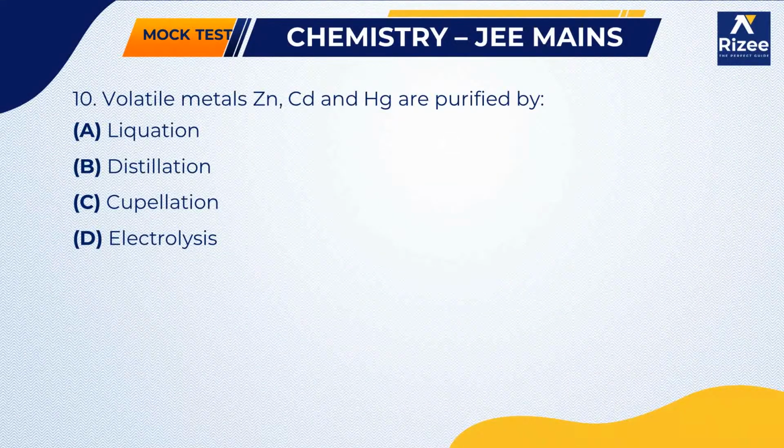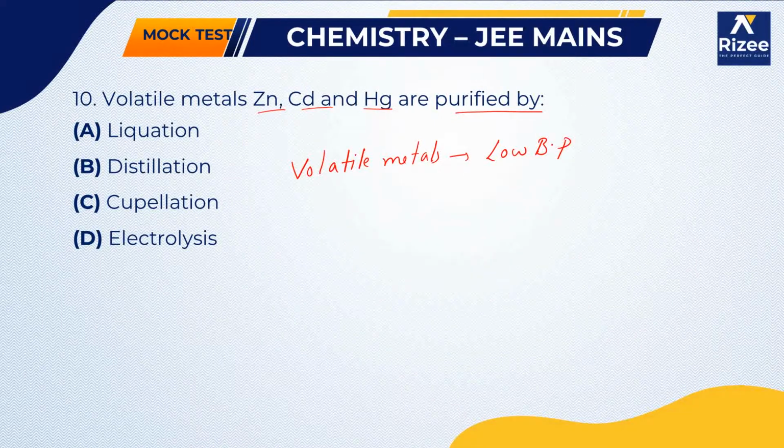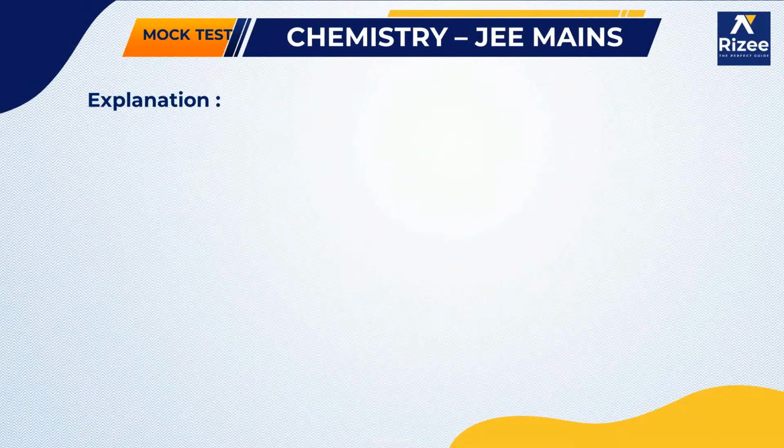Next, moving on to the next question. Volatile metals, zinc, cadmium and mercury are purified by. Generally remember that volatile metals are nothing but those having a low boiling point. So low boiling point metals can always be purified by the distillation method. So here our answer is the second option. Volatile metals can be purified by the distillation method.